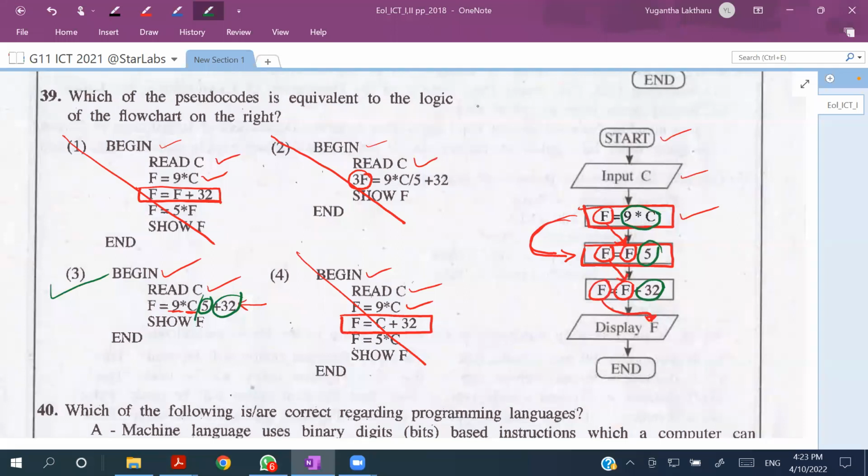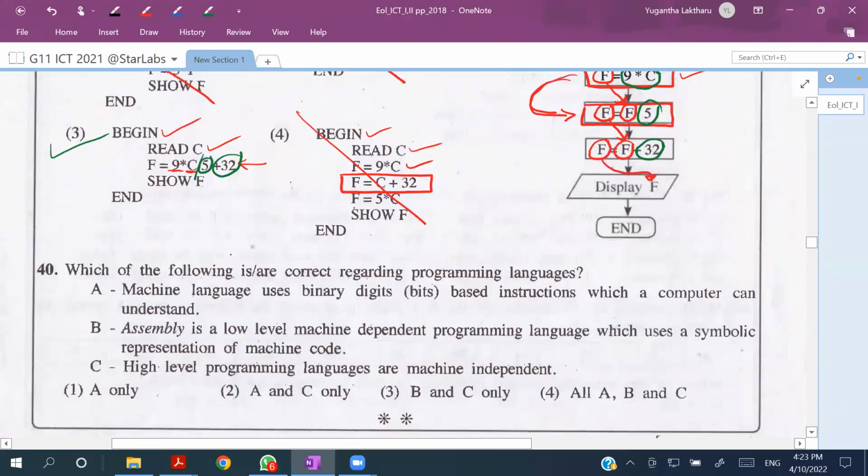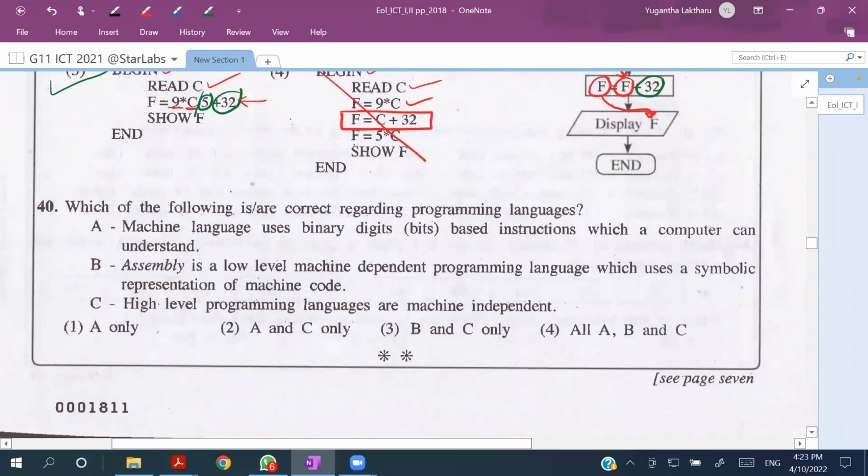Okay, great. So the 40th: which of the following is correct regarding programming languages? A: machine language uses binary digits based instructions which a computer can understand. Yeah, that is correct. Machine language is made out of ones and zeros, which we call binary digits. So that is correct. B: assembly is a low-level machine-dependent programming language which uses symbolic representation of machine code.